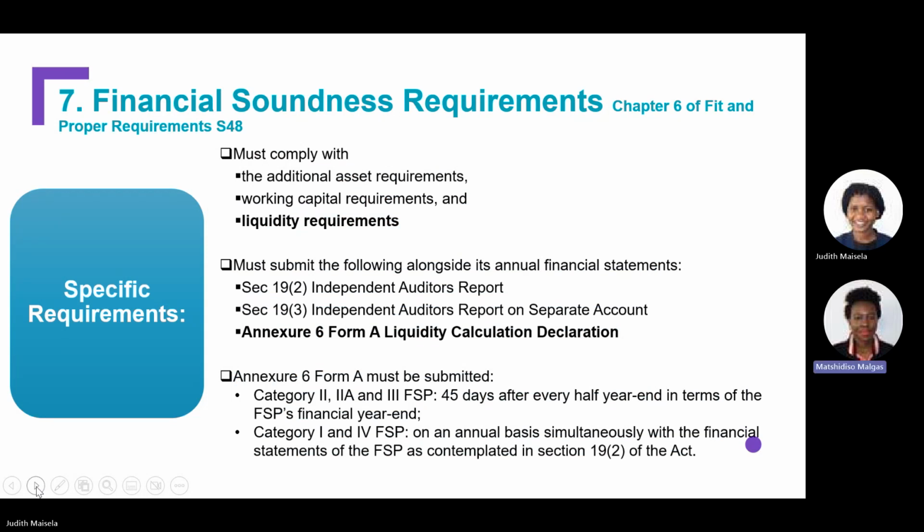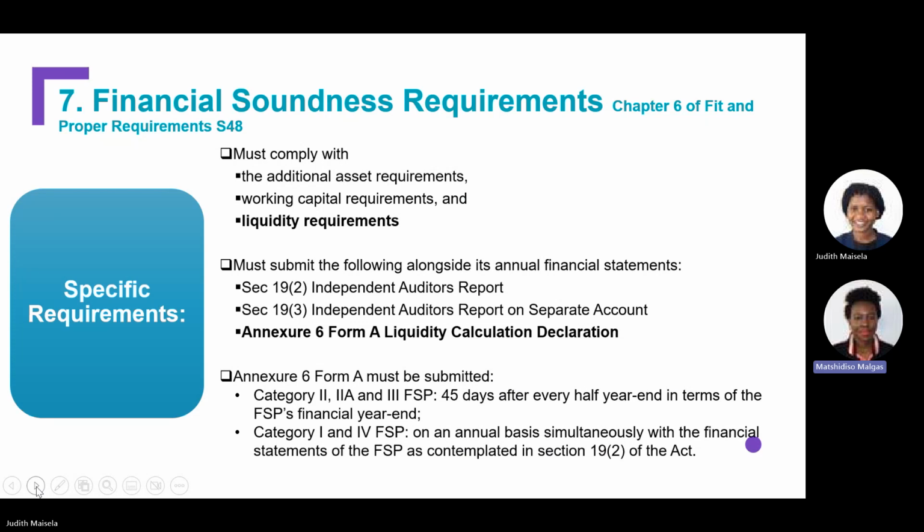The next slides will be detailing what the financial soundness requirements are. So what are financial soundness requirements? The FAIS Act explains what financial soundness requirements are for FSPs, and this is also contained in Chapter 6 of the Fit and Proper Requirements, that is Board Notice 194 of 2017. What Board Notice 194 of 2017 requires of FSPs is that FSPs must meet their financial soundness requirements at all times. So what are these requirements?